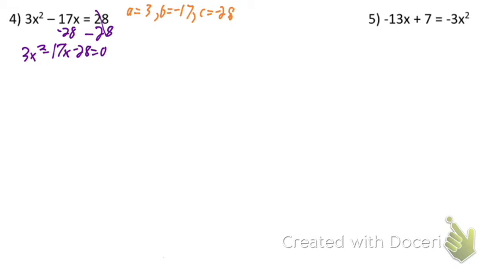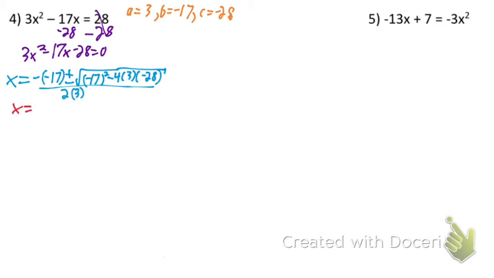So we go to our quadratic formula. X equal to negative B, which is negative of negative 17, plus or minus the square root of B squared, negative 17 being squared, minus 4 times A times C, 4 times 3 times negative 28, all over 2 times A or 2 times 3 in this scenario. Negative of negative 17 is going to be a positive 17 plus or minus the square root of negative 17 being squared is 289. Negative 4 times 3 times negative 28 is positive 336. And 2 times 3 is 6.